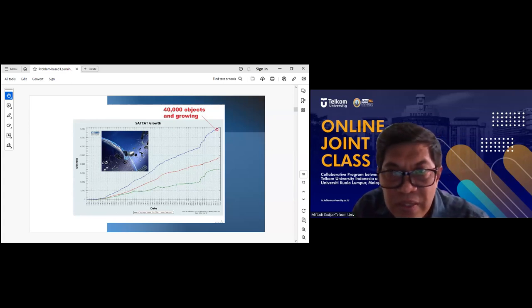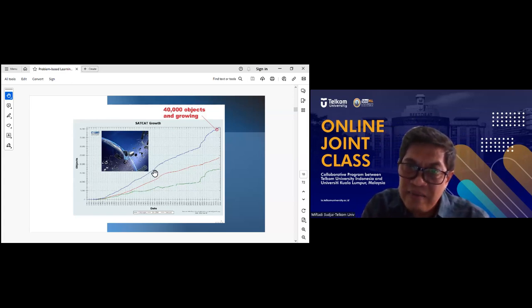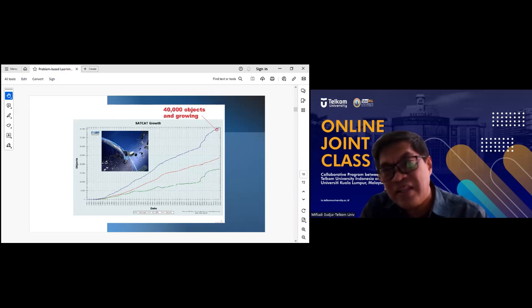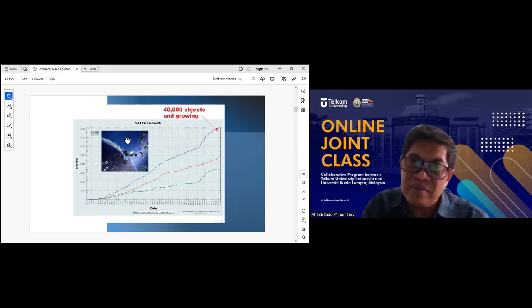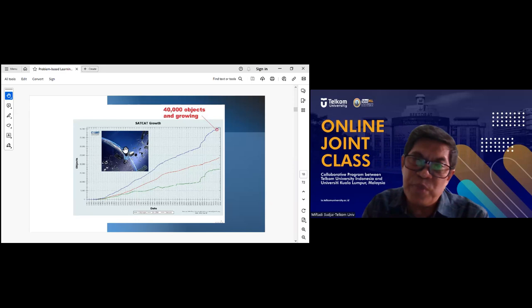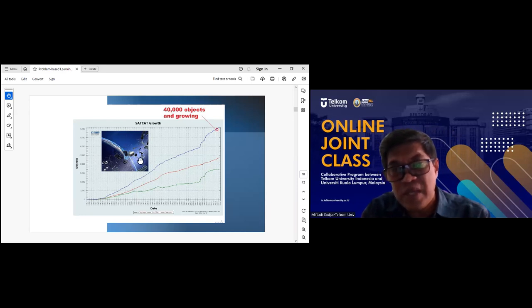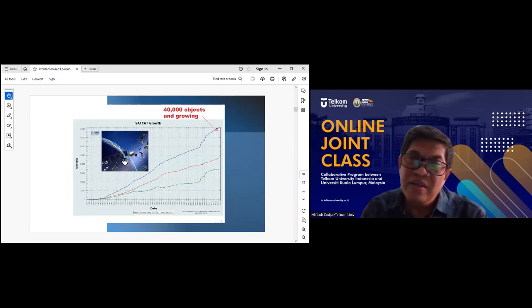Around 24,000 are dead satellites. The red ones are dead satellites, and the green ones are operating satellites. So now you can see that the dead satellites are occupying orbit in huge numbers. If you have read about astrophysics and so on, that kind of satellite is called debris, and it is actually a very dangerous object in outer space, because it moves at a very high speed. And if it hits an operating satellite, it can blow up the operating satellite.